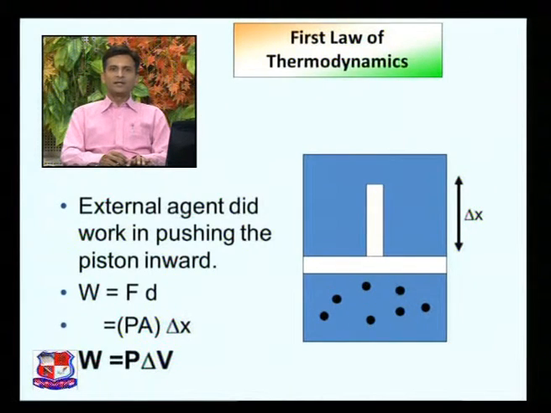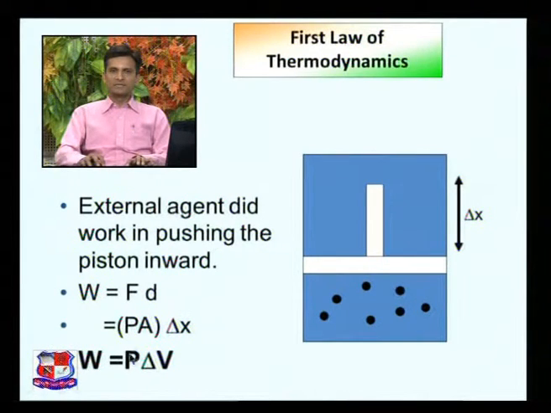An external agent did work in pushing the piston inward. See here, the external agent pushes this gas. So work is done, which is given by force into displacement. F, the force exerted on the piston, is equal to the pressure into the area of the piston. So pressure into area gives the force on the piston, and delta X is the movement. So W is equal to P into A into delta X.